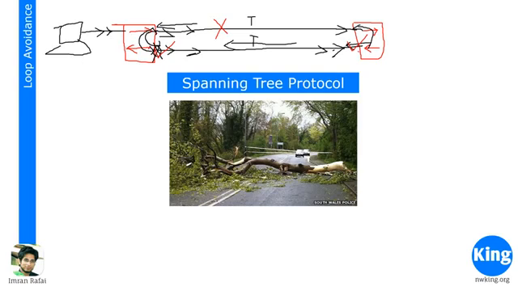This is spanning tree protocol for you in very short form. So basically, to summarize, spanning tree protocol is a mechanism to disconnect a backup line. I think about spanning tree protocol like that. It's just like a tree falling on the road and this road is disconnected. So this is spanning tree.